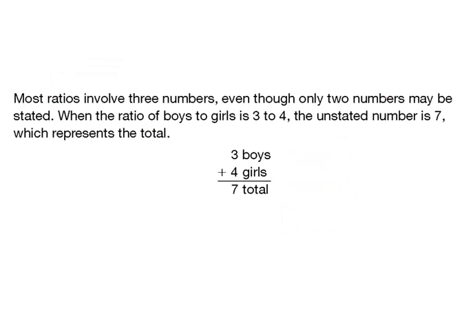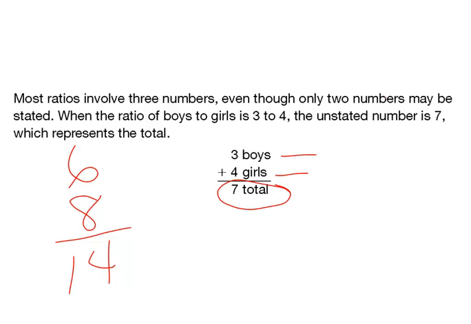So most ratios involve 3 numbers. Even though only 2 numbers may be stated, there's an unstated number. For example, in our ratio of boys to girls, we knew that for every 3 boys, there's 4 girls. So if that were the total in the classroom, then that would mean that there would be 7 students total in the classroom. Or if our ratio was 6 to 8, then we'd know that we had 14 students. Or if we had a ratio of 5 boys to 8 girls, then we know that we'd have 13 students. So we can figure the unknown.